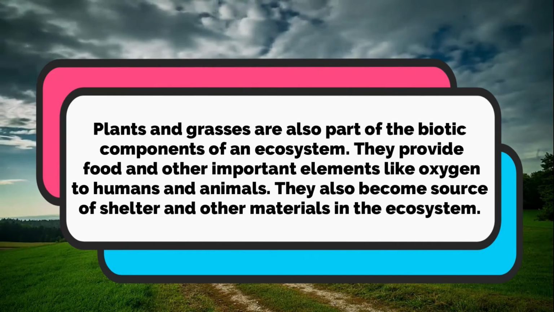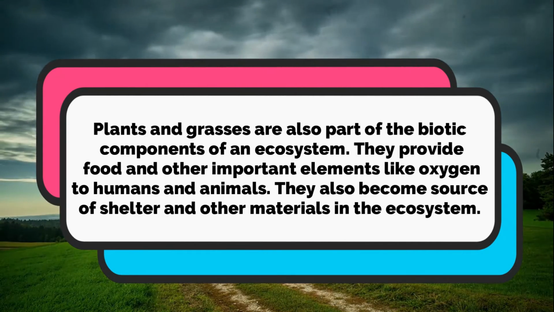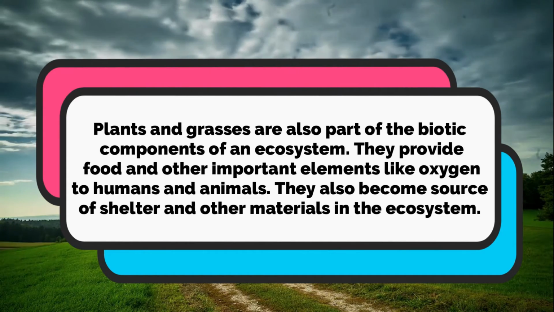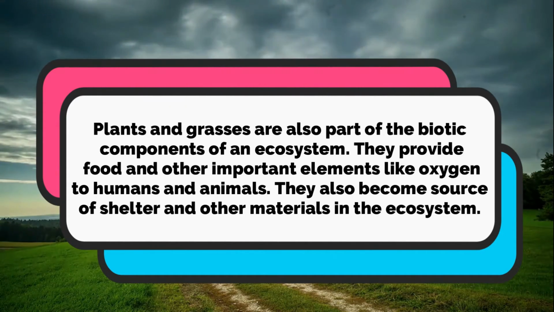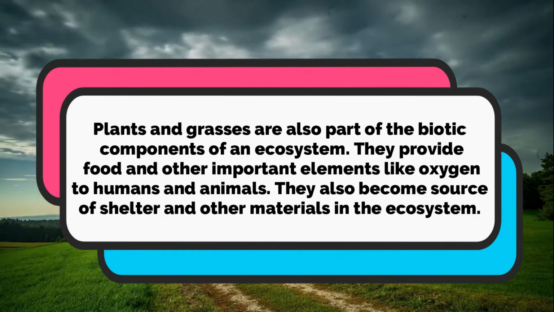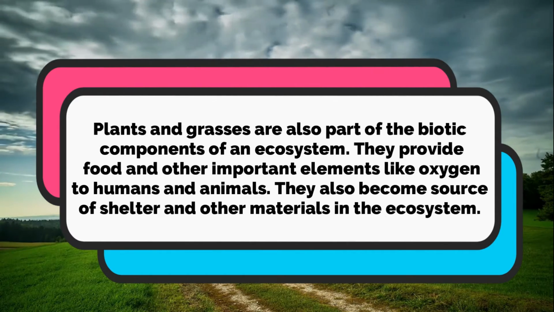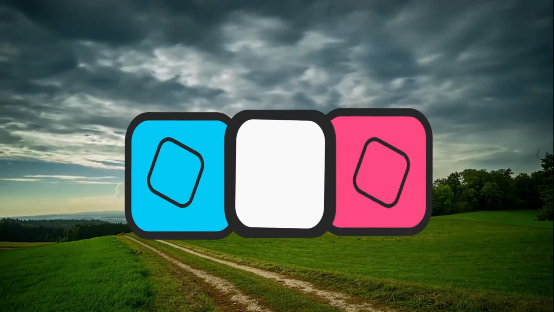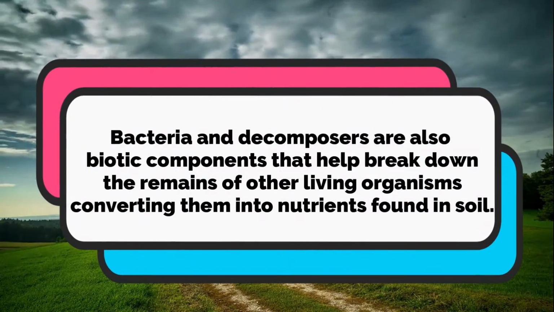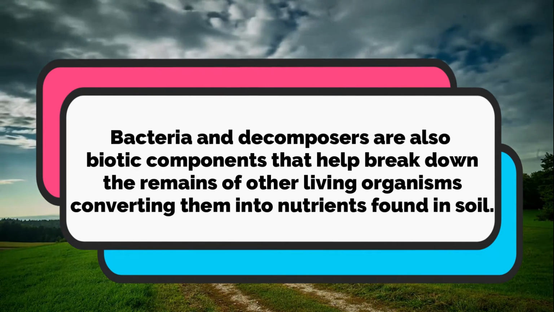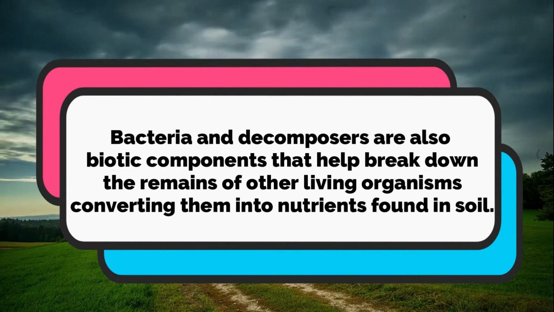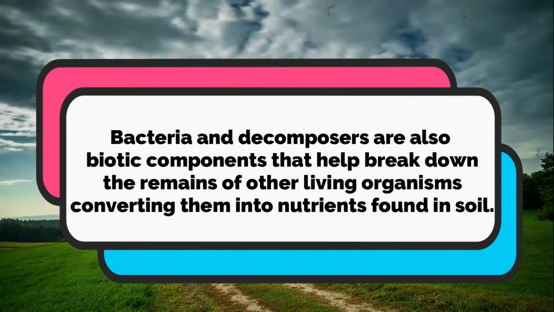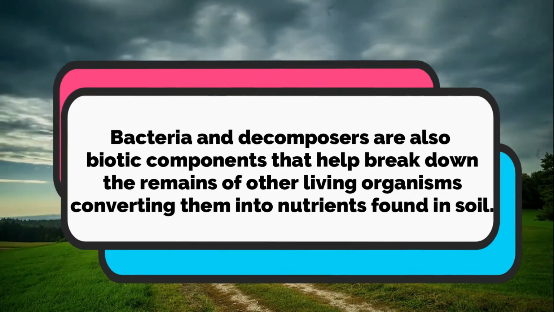Plants and grasses are also part of the biotic components of an ecosystem. They provide food and other important elements like oxygen to humans and animals. They also become source of shelter and other materials in the ecosystem. And lastly, bacteria. Bacteria and decomposers are also biotic components that help break down the remains of other living organisms, converting them into nutrients found in soil.